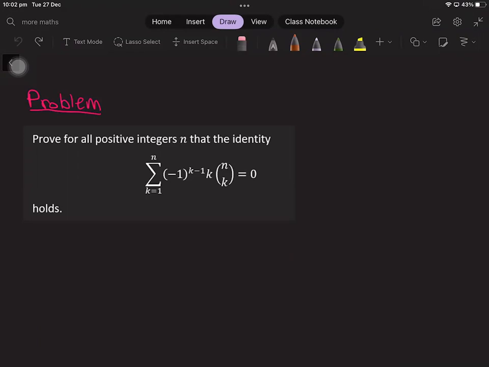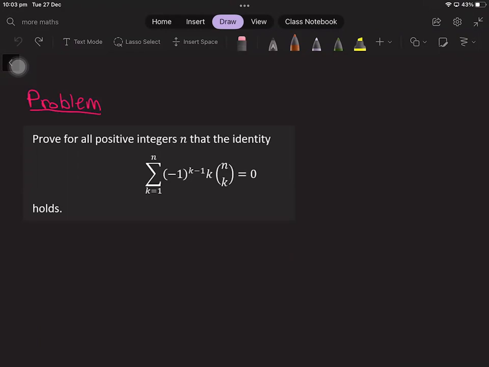In this video, we'll be having a look at the following problem. Prove that for all positive integers n, the identity sum from k equals 1 to n of (-1)^(k-1) times k times n choose k equals 0. So we have to prove this identity for all positive integers n.